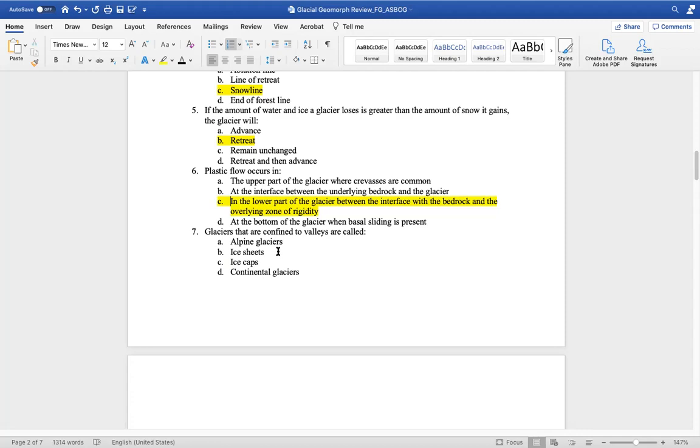So think like the Antarctic ice sheet or Greenland ice sheet, where ice caps, they're very similar, but they are differentiated based on their size. So ice sheets are greater than 50,000 square kilometers, where ice caps are smaller than 50,000 square kilometers. But in any case, the question here is asking you to know that valley glaciers are also called alpine glaciers, which I think I've already said a couple times, but at least you'll have that memorized. So A is the correct answer.